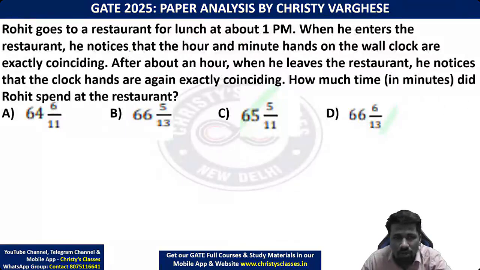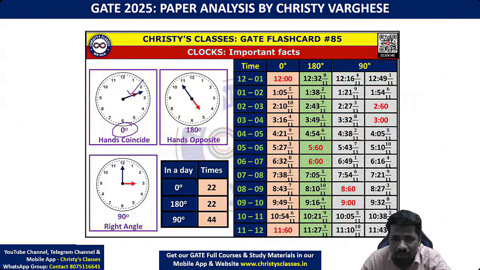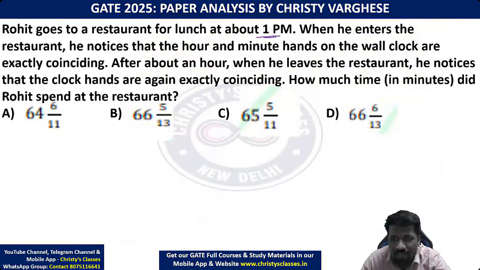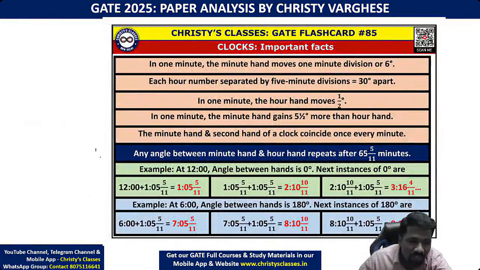So he saw such a time on the clock at about 1 p.m., which means the time may be after 1:5/11. But that theory is not needed. Whatever that time, after about an hour, when he leaves the restaurant, he notices that the clock hands are again exactly coinciding. How much time did Rohit spend at the restaurant? For that, this is the only theory needed.